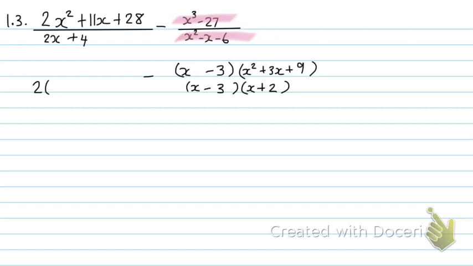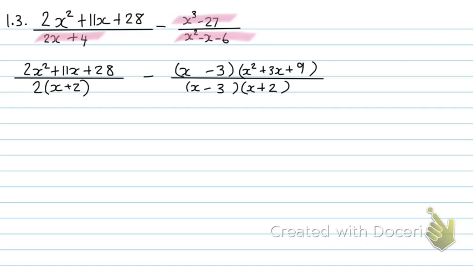On the left side I'm going to take out a common factor, the bottom, so it's going to be 2 and in brackets x plus 2. At the top I cannot take out a common factor or do anything else, so I'm leaving it just as it is. Now I see that I can cancel something out on the right side, the x minus 3's.